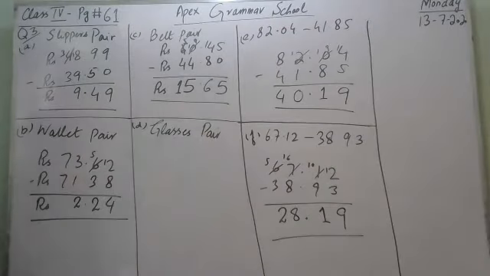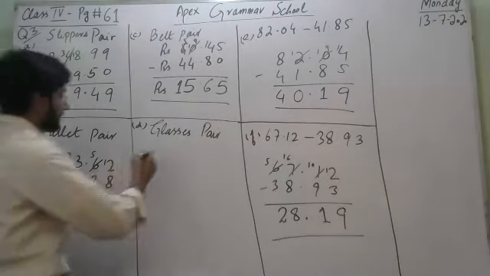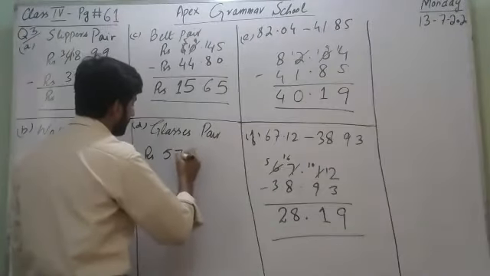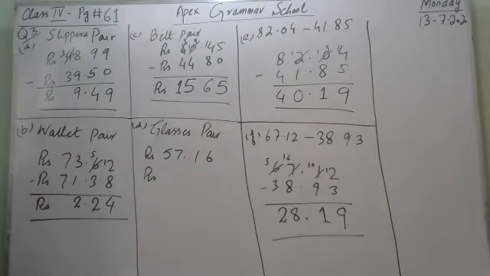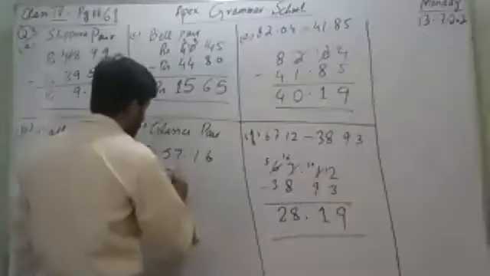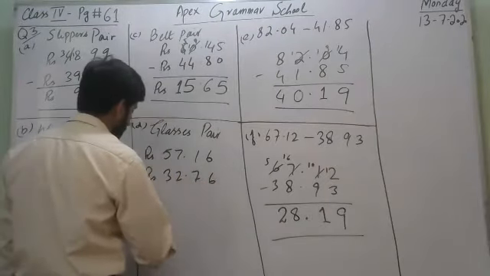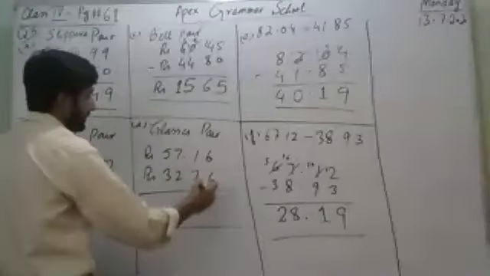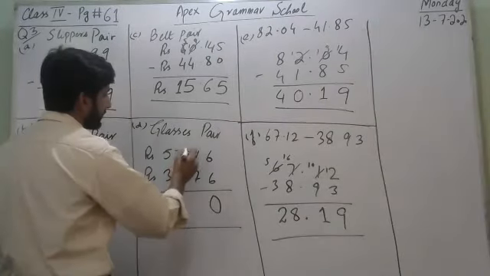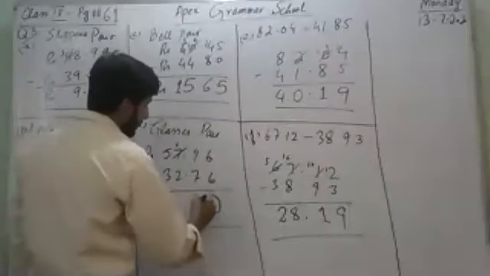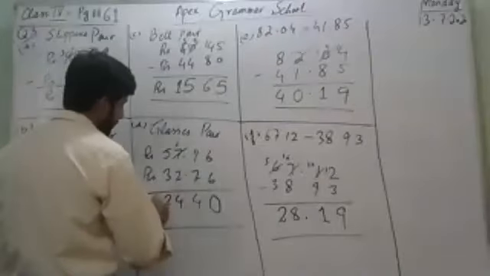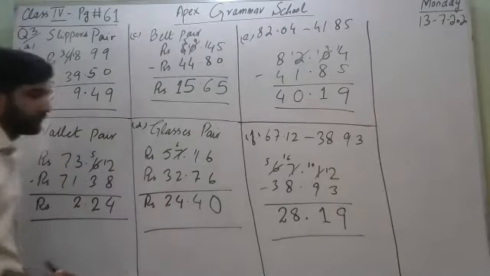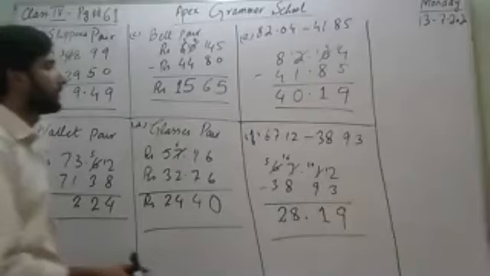D part is glasses pair. Price of first glasses is 57.16. And price of second glasses is 32.76. Six minus 6, this is 0. 11 minus 7, 4. Decimal as it is. 6 minus 2, 4. 5 minus 3 is 2. 24.40 is the difference between two pairs of glasses.